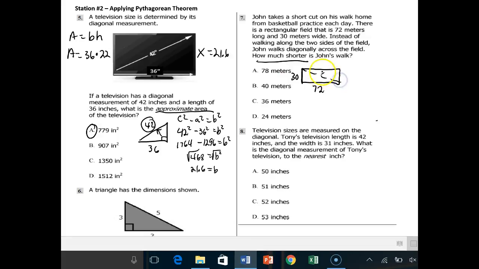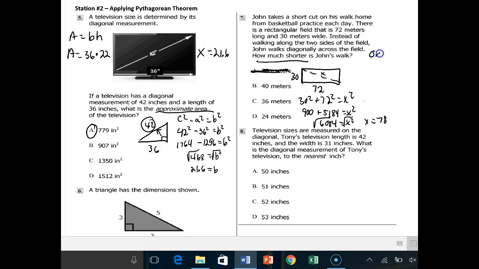So here's his shortcut. Yes, you do need the Pythagorean theorem to figure out how long that shortcut is, which is 30 squared plus 72 squared is equal to x squared. But that will only give you the shortcut. It will not give you how much shorter his walk is. So when we figure this out, we get 6,084 is equal to x squared. We need to take the square root, and we get x is equal to 102. Nope, sorry, 78, my fault. It's 78. Now, you see A is the answer, but that is not the answer. That's the trick answer.